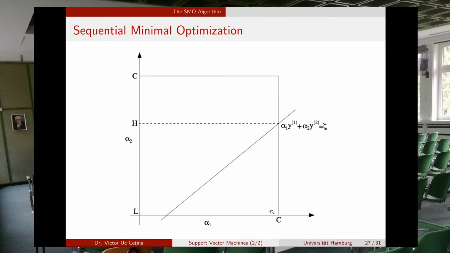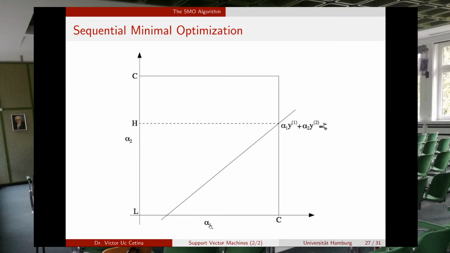Now, if we plot that equation for the straight line, here you can see alpha 1 times y1 plus alpha 2 y2 equals some zeta number. We have the equation of the straight line, and we can see that this is an easy problem, because then we have only two parameters. We have a function of two parameters instead of having m parameters. We have only two, and here we see some boundaries.